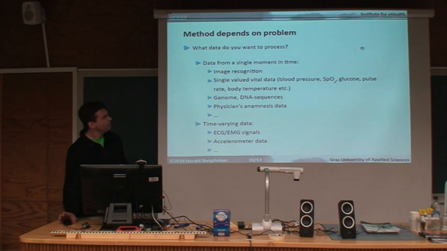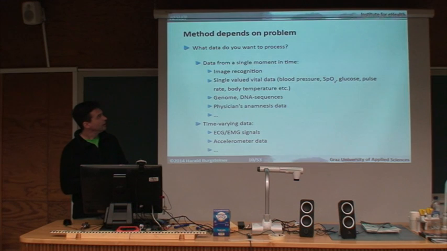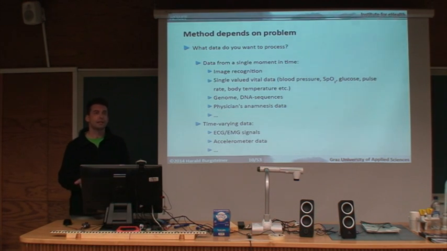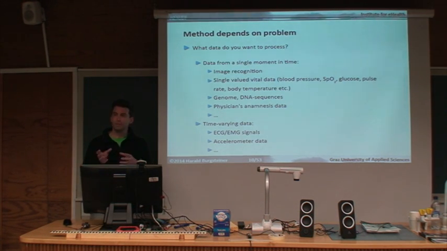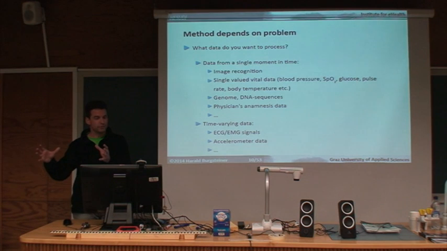And also, the methods you could choose depend on what data you have. There is no overall best solution for every problem, as you might imagine, but it depends on what data you have got. Basically, we can differentiate between data that comes from a single moment in time, like laboratory results, or a picture of something, like the picture of the little pill box that one group presented. A genome is rather static and doesn't change all day. You have physicians' anamnesis data, for example. This is what I refer to as data from a single moment in time, so you have a fixed number of attributes that you have to deal with. There's a bunch of methods that can be used for this type of data.